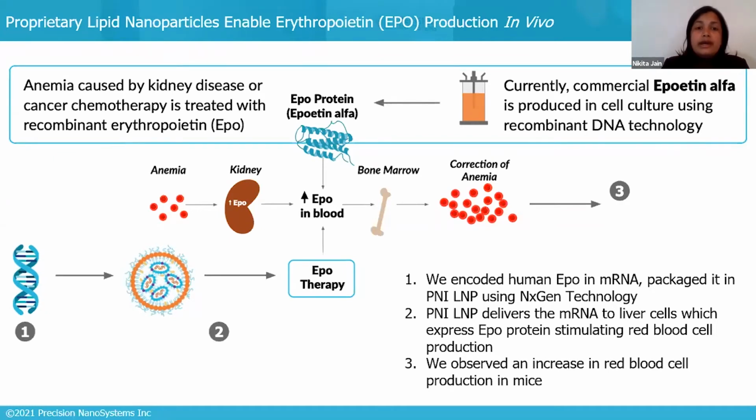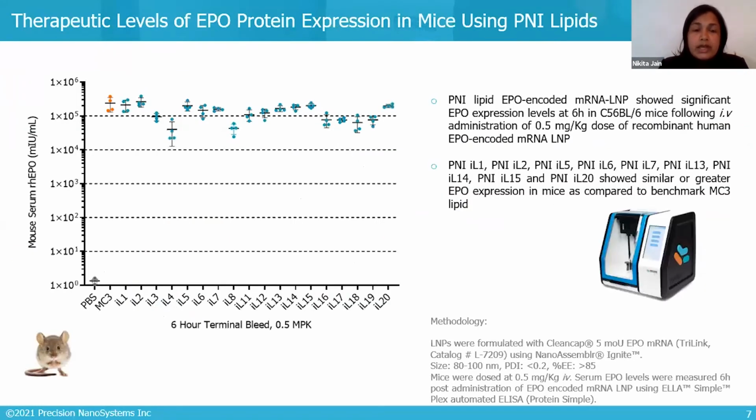We have encapsulated that using the PNI proprietary lipids. And you can see that there are quite a good number of lipids where we have seen that they have expressed as good as or even higher than what MC3 has expressed in terms of erythropoietin. And we can say that in almost all of these cases, functional erythropoietin was expressed.